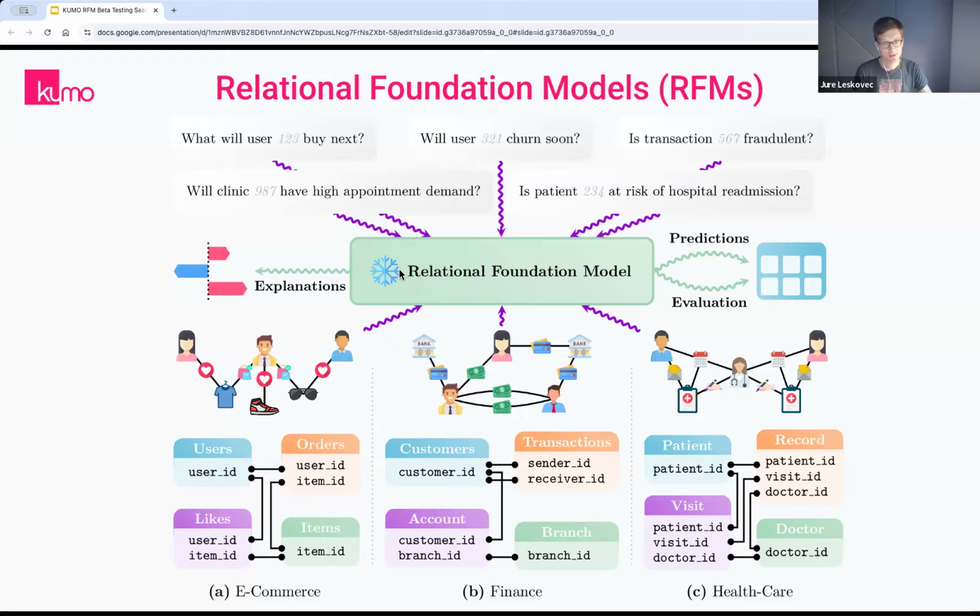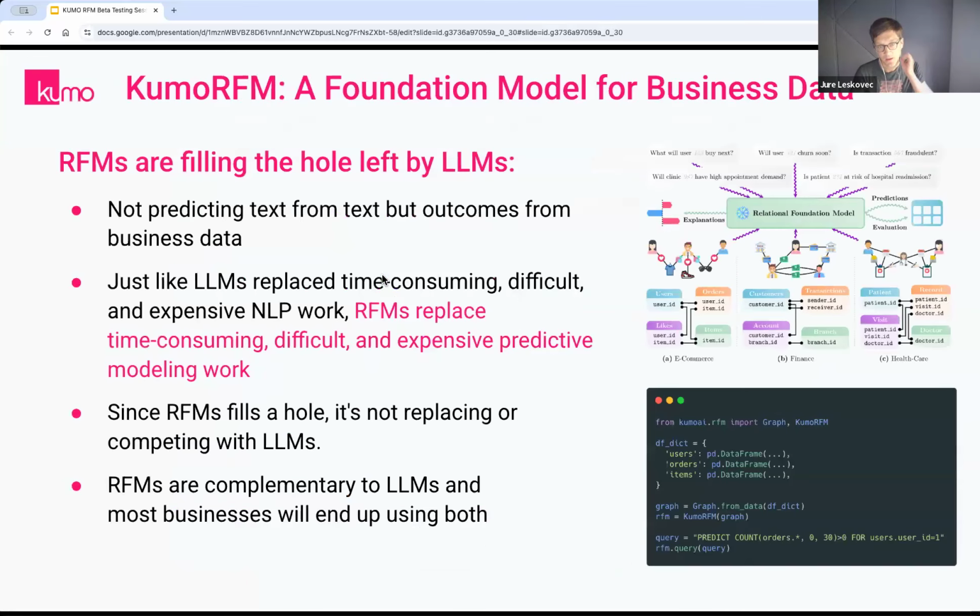The point is that there is a snowflake here, meaning the model is frozen, the model is pre-trained. You don't need to train it. Just point to the data, ask the question, and you get the answer.